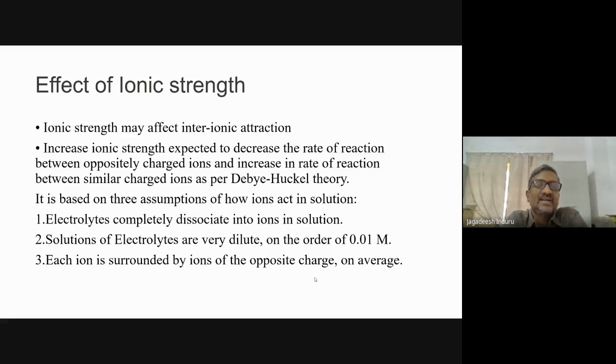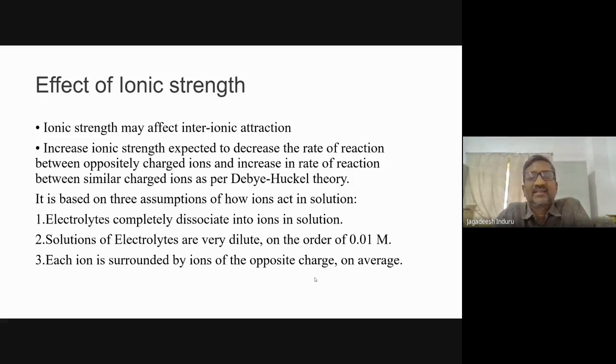Okay, so in that particular case, increasing the ionic strength is expected to decrease the rate of reaction between oppositely charged ions. So I repeat, increasing the ionic strength is expected to decrease the rate of reaction between oppositely charged ions and increase the rate of reaction between similarly charged ions, as per the Debye-Huckel theory. Debye-Huckel theory states that increasing the ionic concentration is expected to decrease the rate of reaction between the oppositely charged ions and increase the rate of reaction between the similarly charged ions.